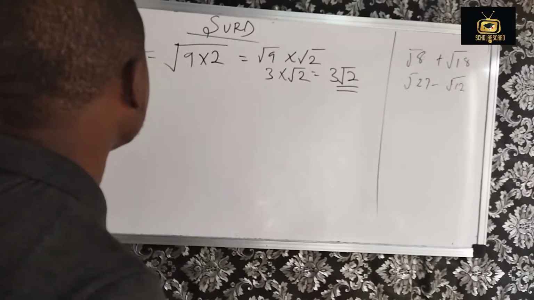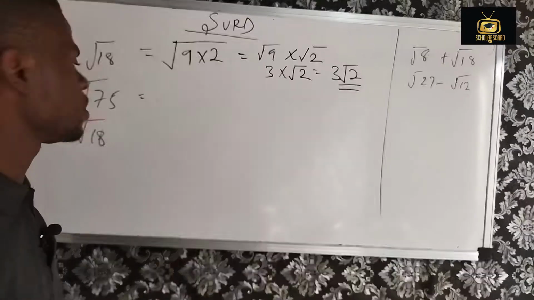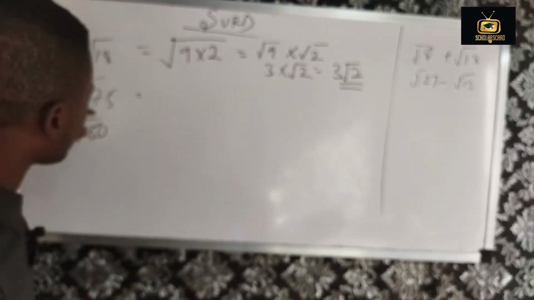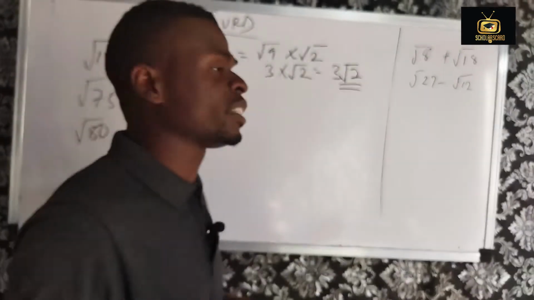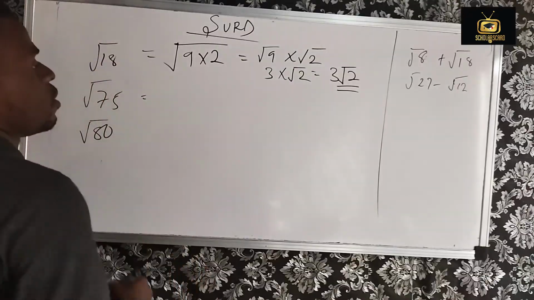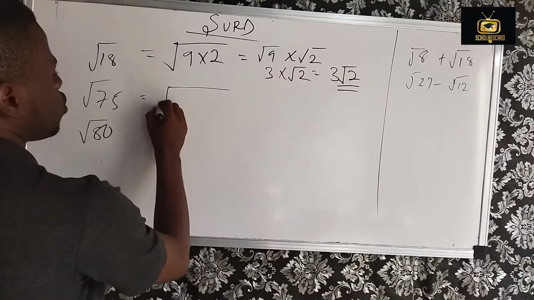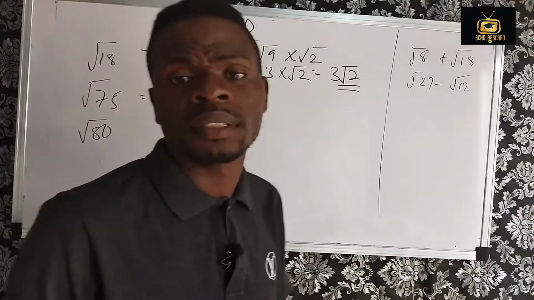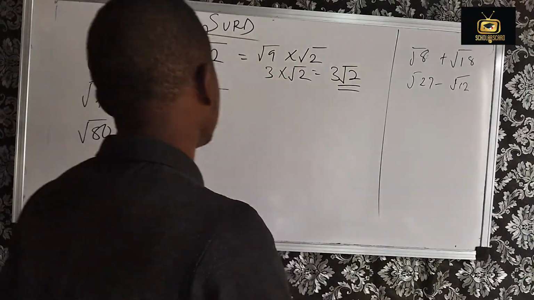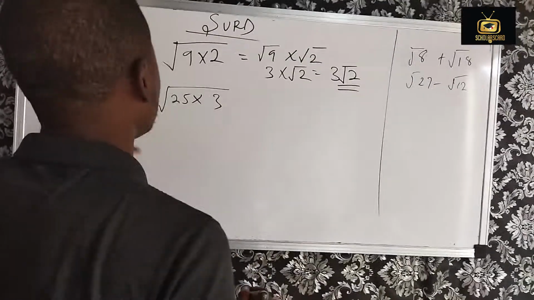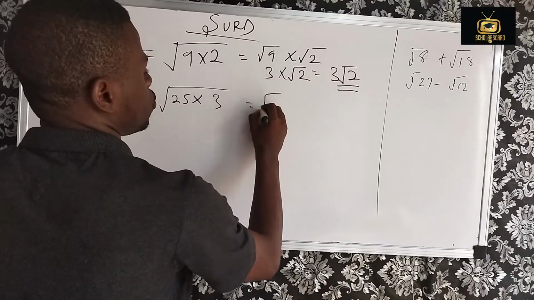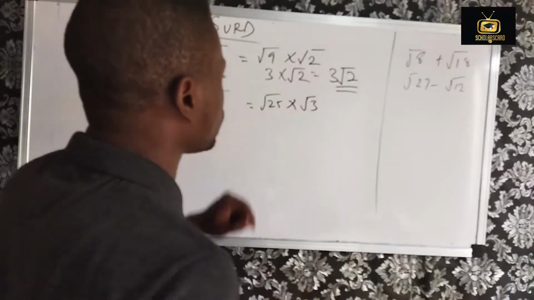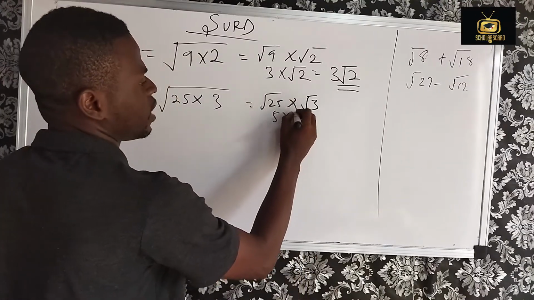Then the next one is root 75. Like I said, one will be a perfect square, the other, another number. So this one now becomes 25 times 3. 25 times 3 gives us 75. So it is root 25 times root 3. In this place, the square root of 25 gives us 5, times root 3.